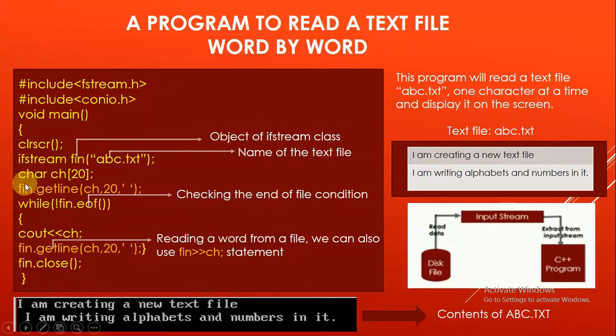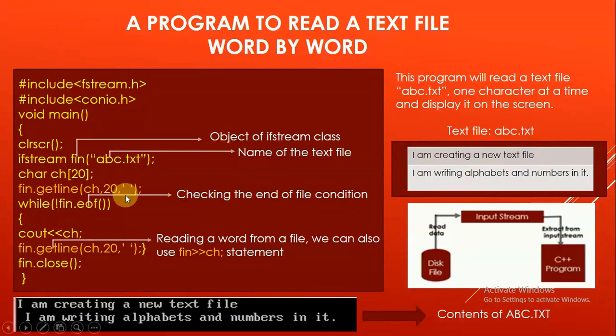Now this time, as I am reading word by word, I am declaring a string of size 20. This is the maximum length of a word in my file, and you can give any size here depending upon your file. Then I am giving the read statement here, fin.getline(ch, 20, ' '). This will read either up to 20 characters or a space, whichever is encountered first. In my case, the word size is always less than 20, so it will read one word.